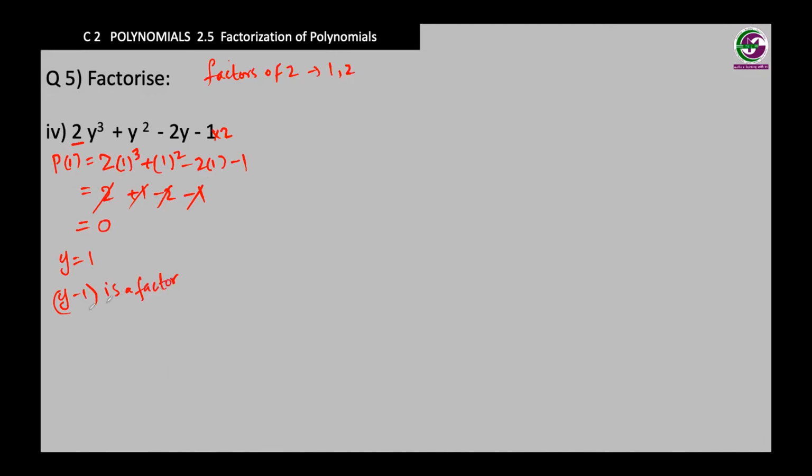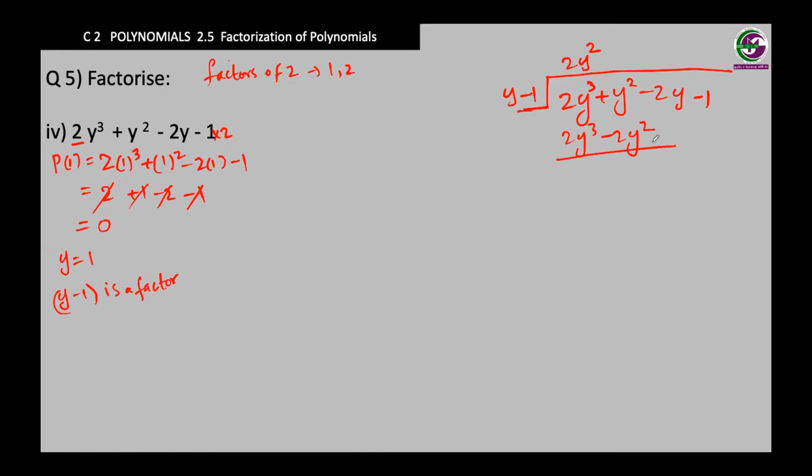Now we have to divide the given polynomial by y minus 1 to get our new quotient, which will be a polynomial of power 2. 2y cubed plus y squared minus 2y minus 1 divided by y minus 1. 2y cubed divided by y is 2y squared. When you multiply, it will be 2y cubed minus 2y squared. Change the sign. These two get cancelled. 1y squared plus 2y squared is 3y squared, minus 2y minus 1.